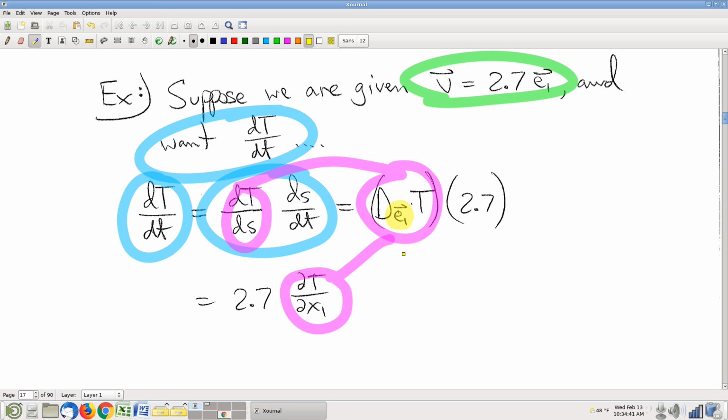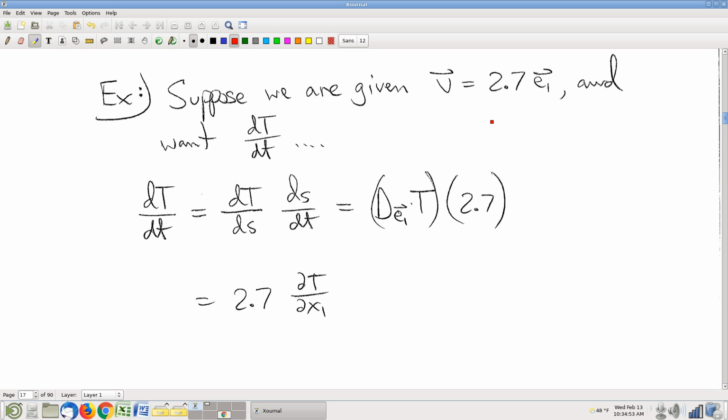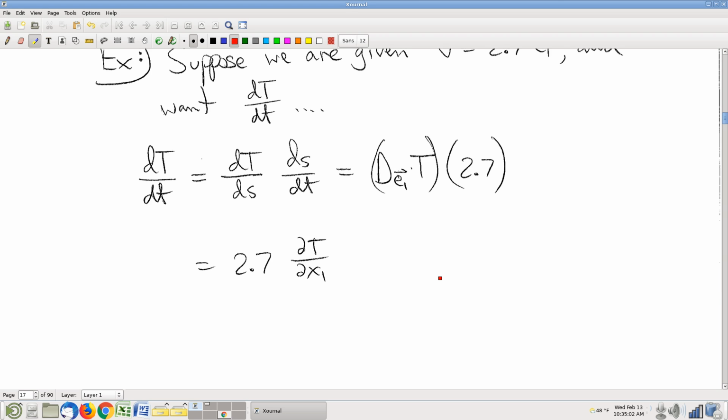The rest of this, of course, is easy to deal with. This ds/dt is just the speed, which is clearly 2.7. So we didn't have to compute the whole gradient. All we had to compute is this one partial derivative. So it's a little bit of a time saver sometimes. And that's kind of nice. Okay, these are just examples.